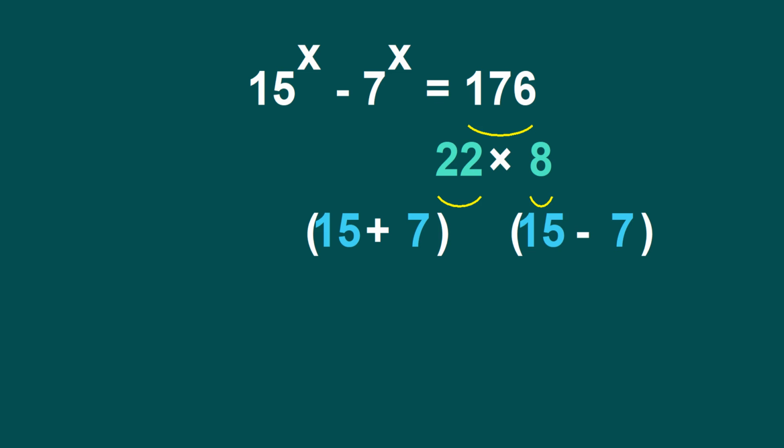And now we have the difference of two squares form, which can be written as 15 to the power 2 minus 7 to the power 2. By comparing both sides of the equation, it's clear that x equals 2, and this is our final answer for this problem.